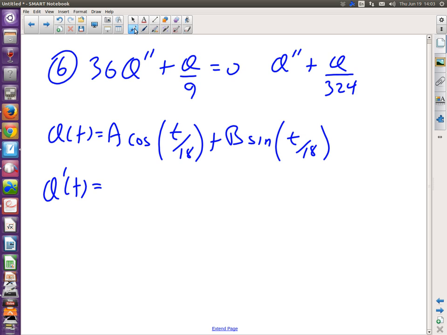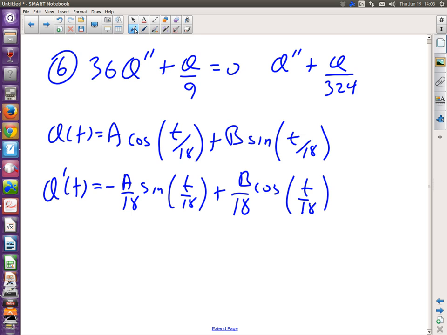Alrighty, so let's differentiate this. The derivative of the cosine of t over 18 is negative sine of t over 18 times 1/18th, but I have an A in there, so A over 18. Alright, the derivative of the sine of stuff is cosine of stuff times the derivative of the stuff, but there was a B times the 1 over 18. Alright, now let's plug in some initial conditions. Q of 0 is 6.